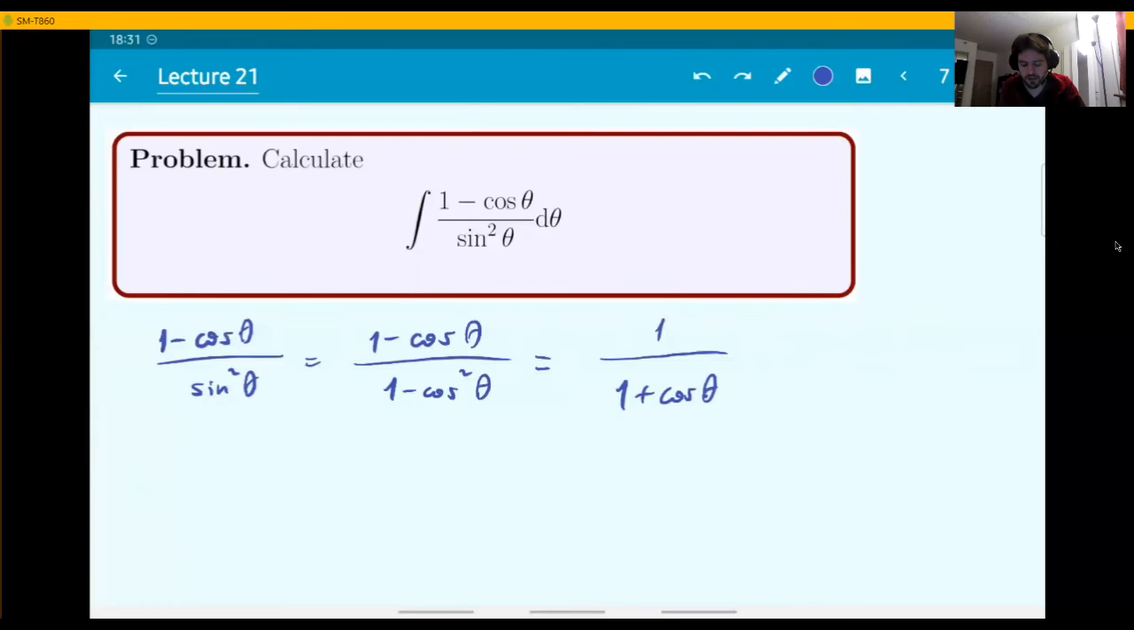But the integral of that, if you want to integrate now, let's put the integral signs, d theta.